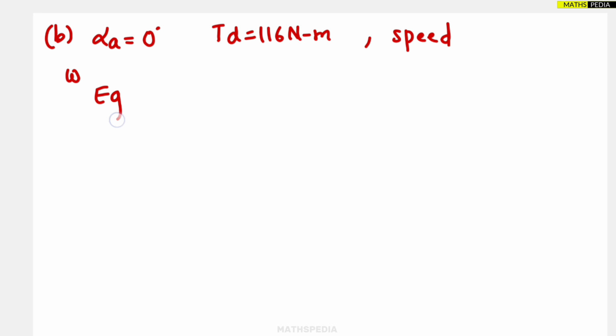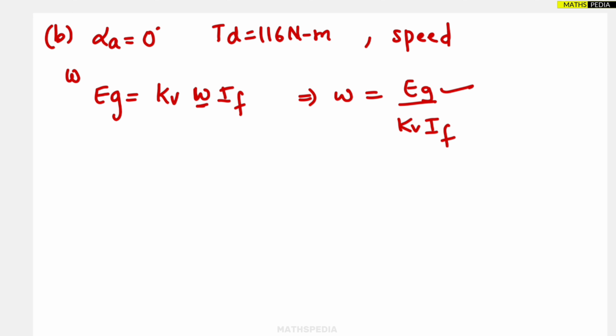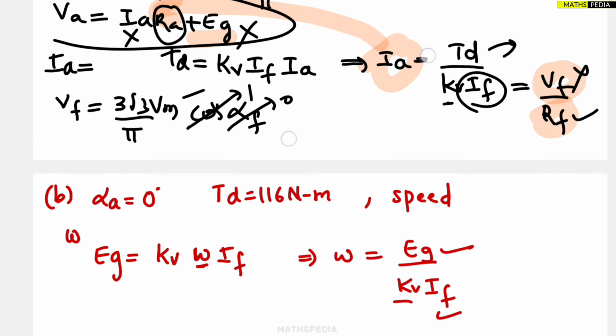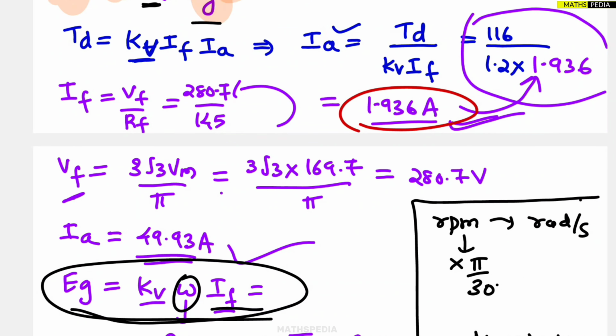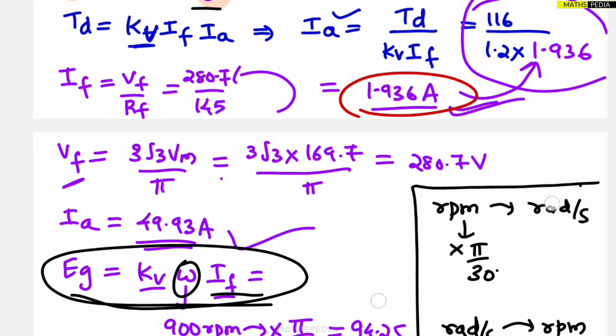We have seen the formula of EG, which relates to omega. EG is equal to kV into omega into IF. Here omega is sitting. This omega becomes EG divided by kV into IF. Correct? I need to find out EG and I need to find out IF. kV is anyways fixed. IF will be VF by RF, which we found out earlier. It will remain the same, 1.936. So IF I am not going to change.